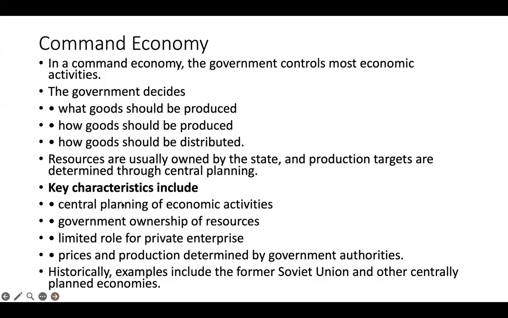What are some of those economies? Sweden, Denmark, Costa Rica, they are all part of those economies. Whatever decisions, including production and pricing, are made by the central planning authorities. The private sector has a limited role. It's only the government that has ownership of all the resources.